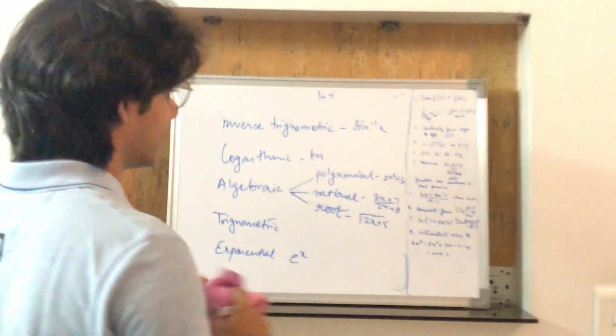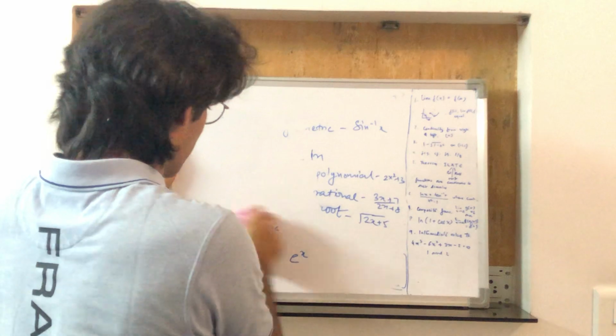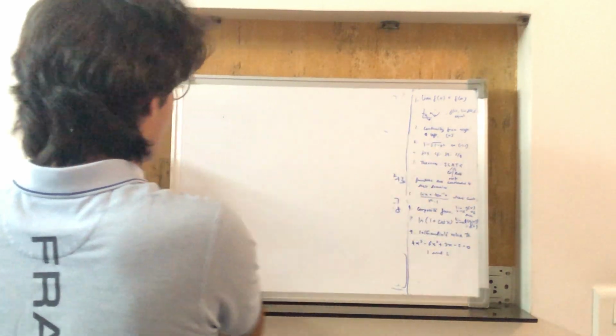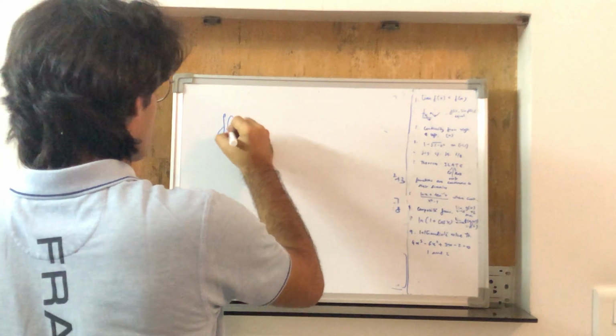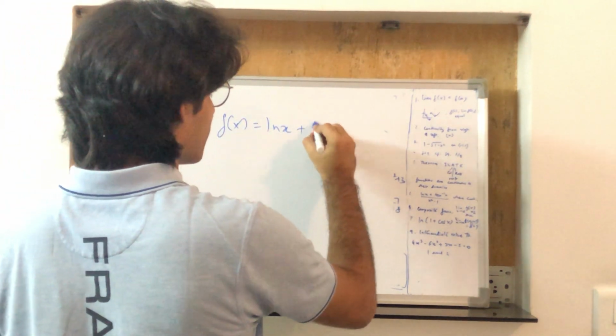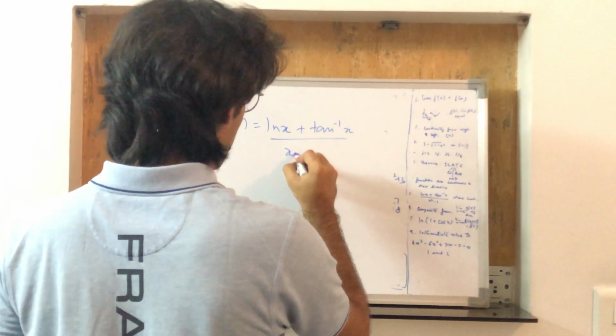Okay, let's get into a question now. Let's look at the different kinds of questions you're going to be asked. Let's say I have this function here, f of x is equal to ln x plus tan inverse x divided by x squared minus 1.